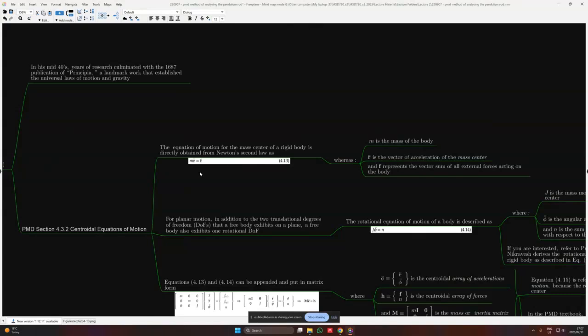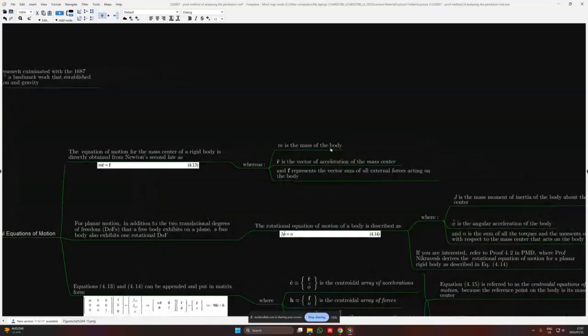So r double dot can be broken up into the x and y component. So x double dot, y double dot, and F can then be given as Fx and Fy, which is then your external force vector that we have available. So m is simply the mass of the body, r double dot is the vector of acceleration of the mass center, and F represents the vector sum of all external forces acting on the body.